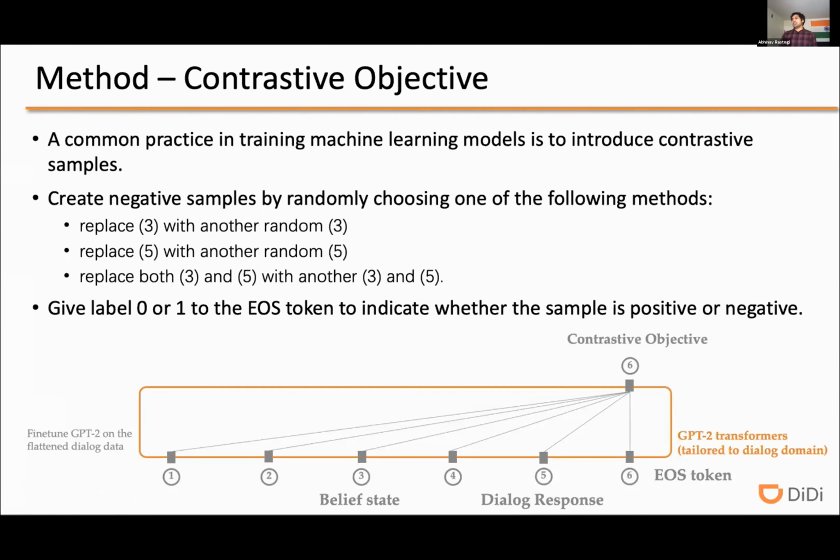After creating the negative samples, we give the label 0 to the EOS token of the negative sample and 1 to the positive sample. By doing this, we can consider the contrastive objective as a binary classification task on the EOS token.